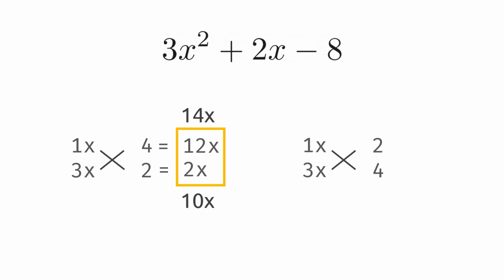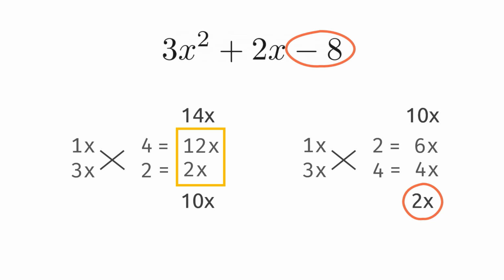Let's quickly try switching the 4 and the 2. After multiplying, we get 6x and 4x. Adding or subtracting these, we get either 10x or 2x. And we get what we want, the 2x. We now only need to worry about the signs. In order for us to get negative 8, one of these numbers, 2 and 4, should be negative. Since we want positive 2x, we want a negative sign only in front of the 4x.